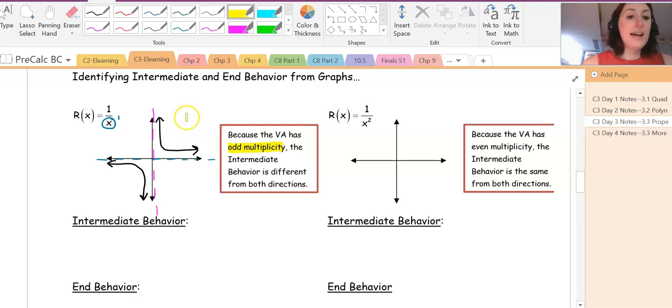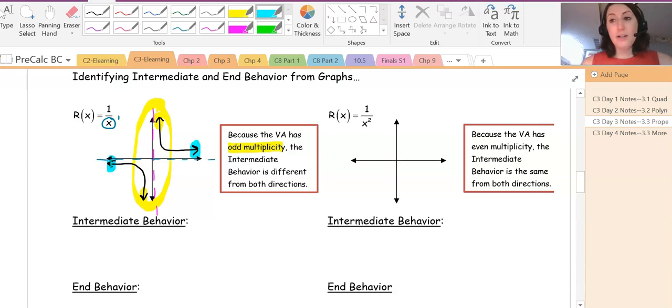So notice as I'm coming this way, I'm going up. See how I'm approaching the pink line, the vertical asymptote? It's going up. As I'm coming this way from the left, my arrow is going down. Again, intermediate behavior, we only care about what's happening right up next to that vertical asymptote. So if you're asking, well, what's going on with these arrows? Those arrows are talking about your end behavior, because that's as x approaches infinity and negative infinity, not the vertical asymptote. So how would we actually write the intermediate behavior?